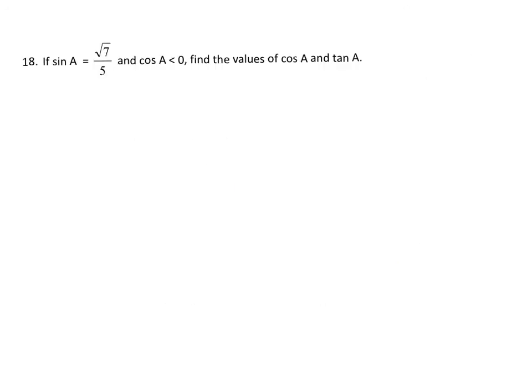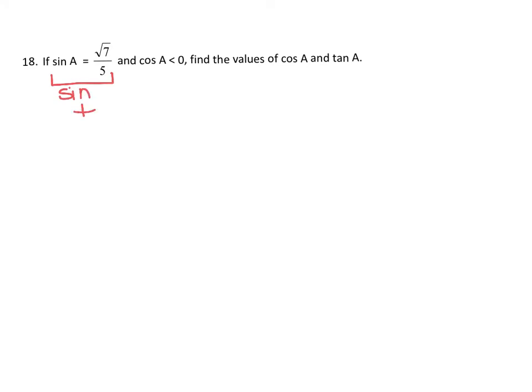Okay, so in number 18, they give us sine of A, and they tell us that cosine of A is less than 0, and they want us to use that information to help us find the values of cosine of A and tan of A. All right, now first of all, let's figure out what quadrant we're in. Here, sine is equal to a positive number. So what they're telling us is that sine is positive.